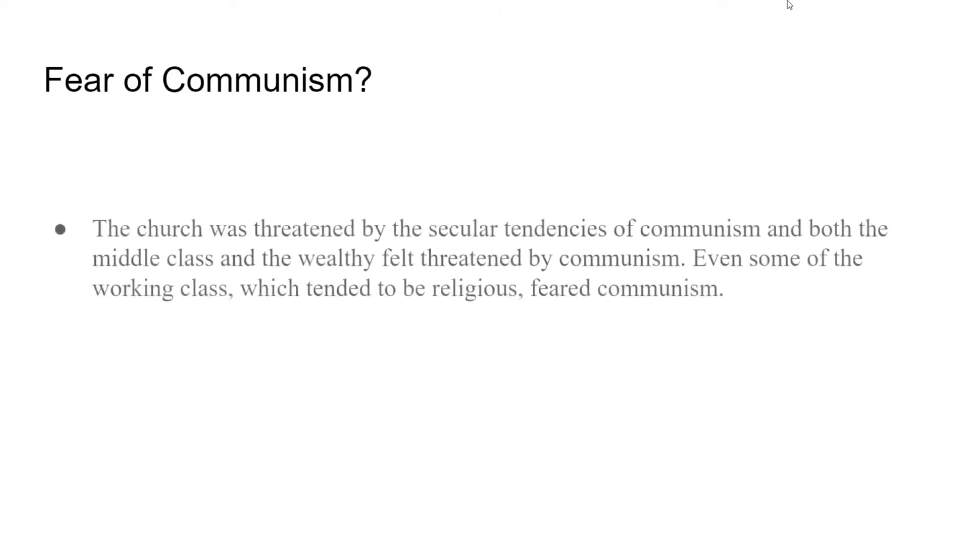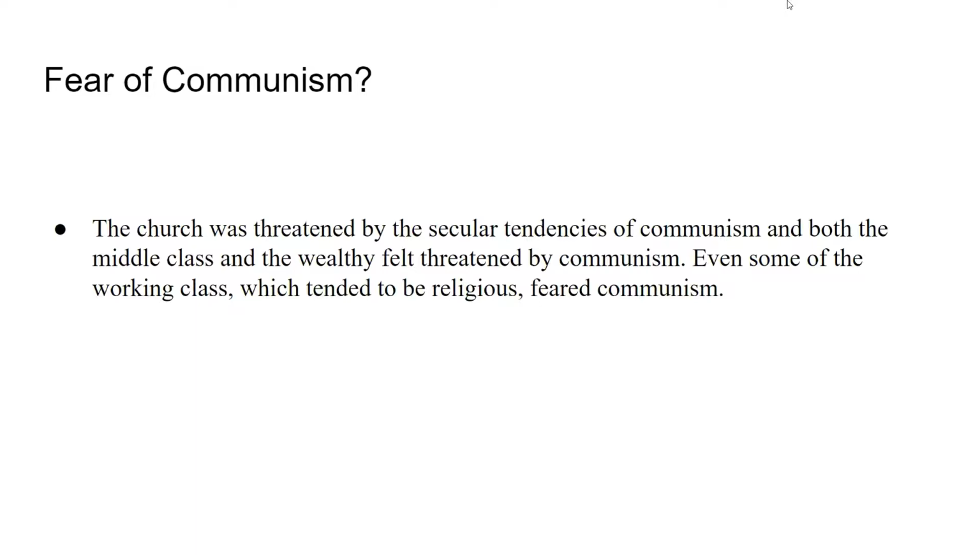Okay, let's look at one other factor that played into Hitler's rise to power: fear of communism. At the time, many groups feared communism. For example, the church and even the religious people were threatened by the atheistic tendencies among communists. Many communists were fairly secular and atheistic, right? Karl Marx, as a matter of fact, is known for his advocacy of atheism.